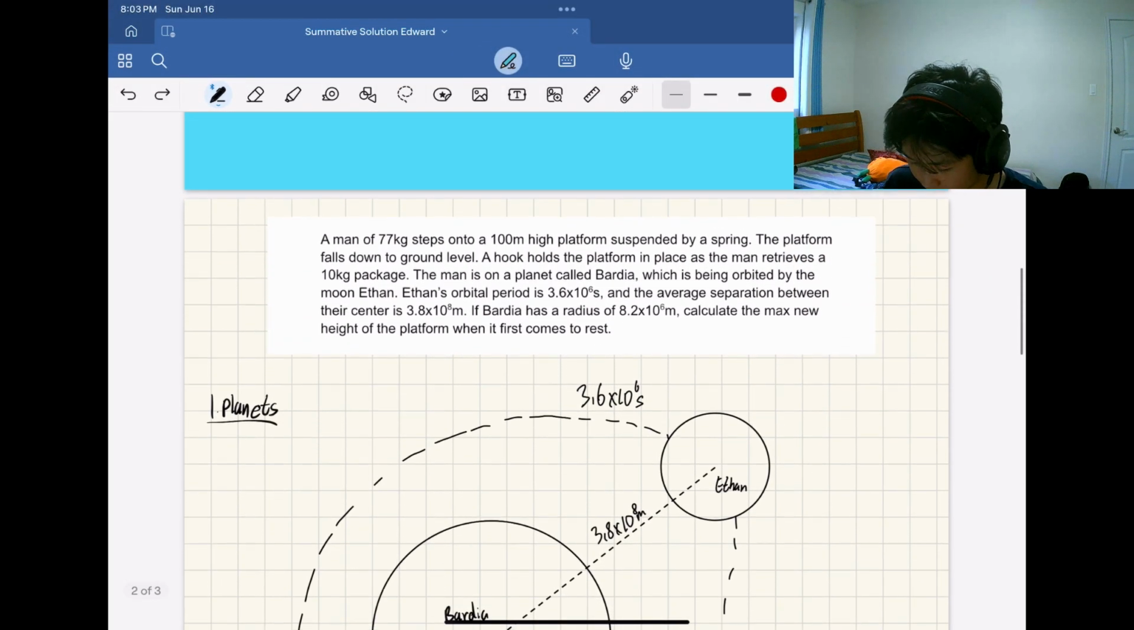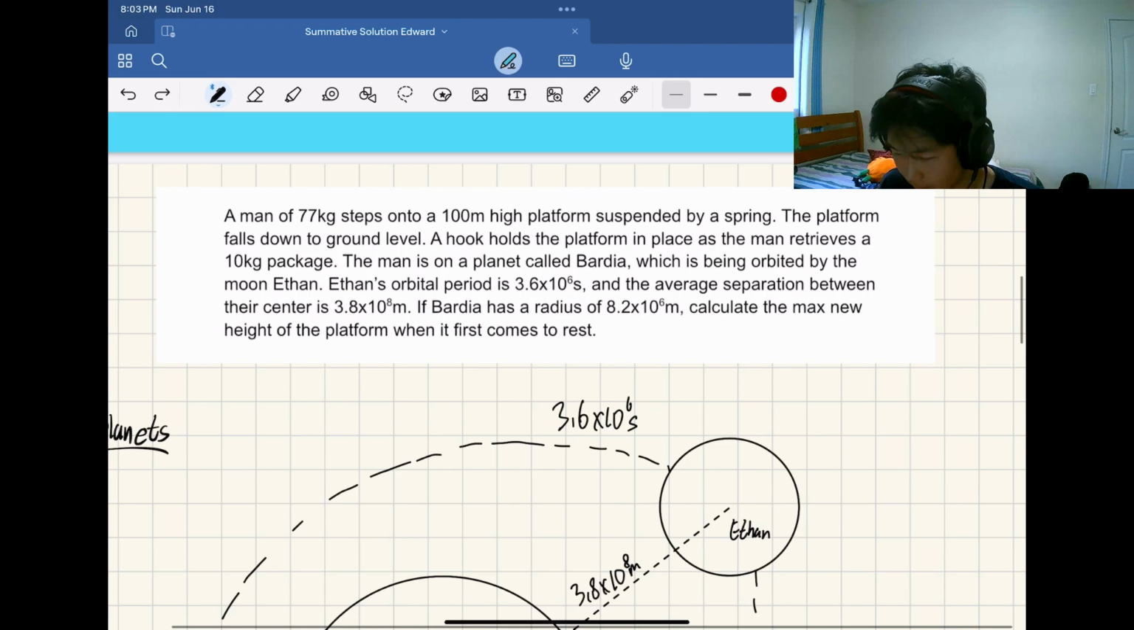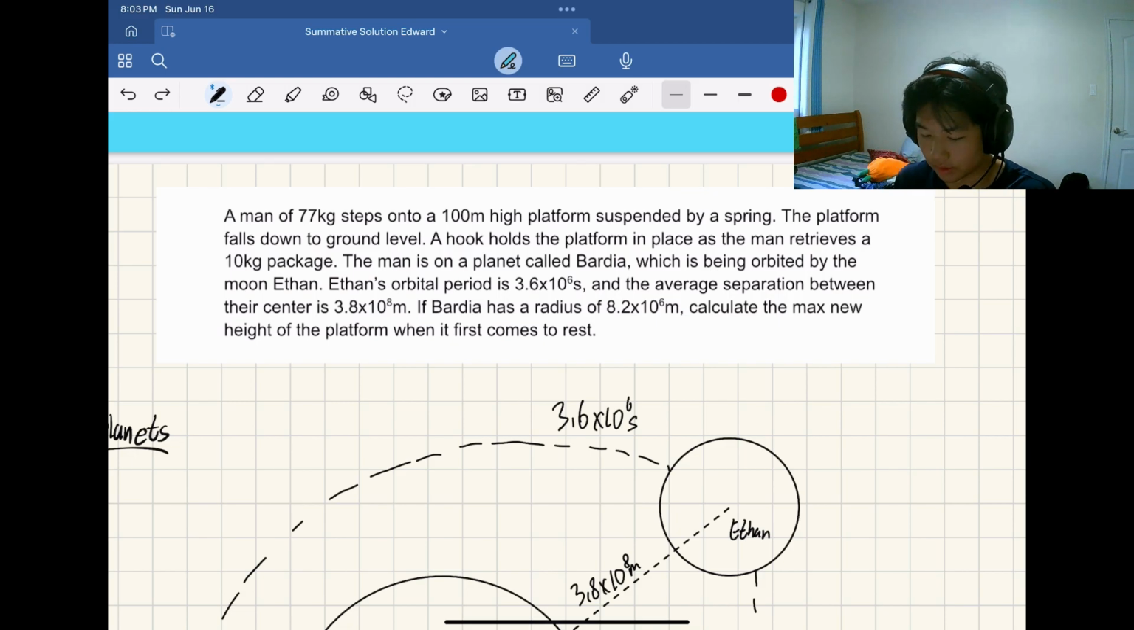All right. Here we have a question that reads: A man of 77 kilograms steps onto a 100-meter high platform suspended by a spring. The platform falls down to ground level. A hook holds the platform in place as the man retrieves a 10-kilogram package.